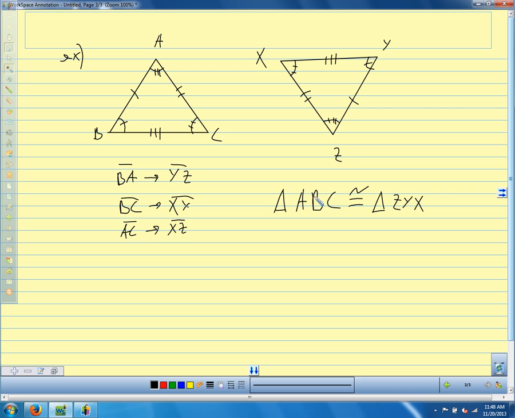Side AB matches with side YZ. That's what we wrote here. Side BC matches with side YX. That's what we wrote here. And then finally side AC matches with side ZX. That's what we wrote there. So when we write that they're congruent, that also tells us how they match up. So we have to make sure we write them in the right order. We write them exactly the way they match up.